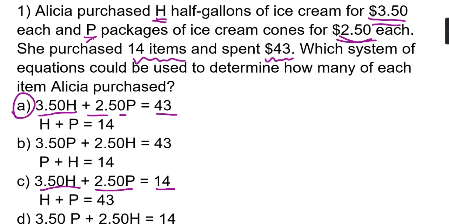And then the second equation is H plus P equals 14. So H is just the number of items, right? The number of half gallons of ice cream. And P is the number of packages of ice cream. So just the items without the prices needs to add up to 14 items, because we see in the question she purchased 14 items. Okay, so we choose choice A.